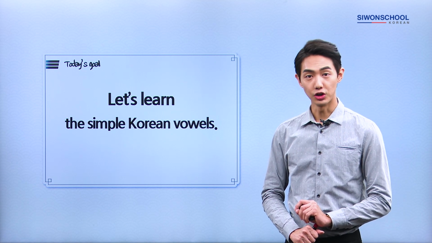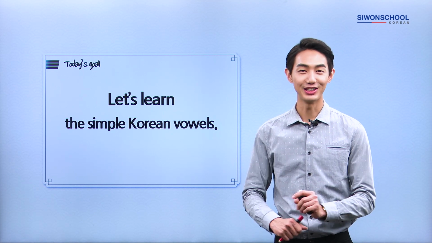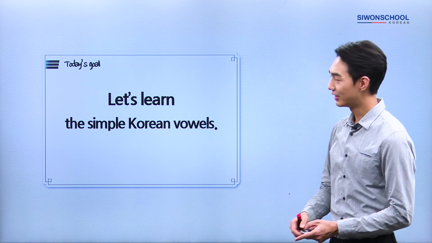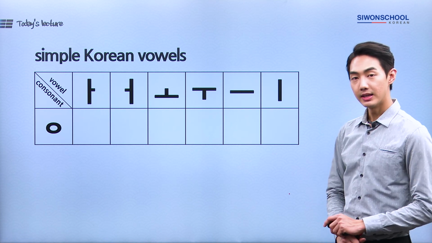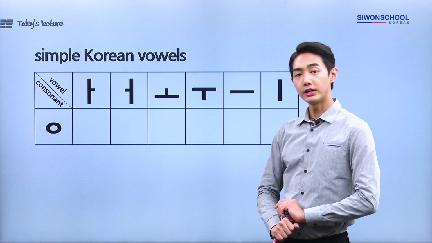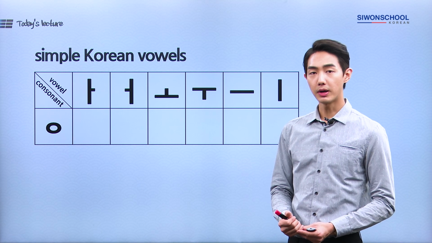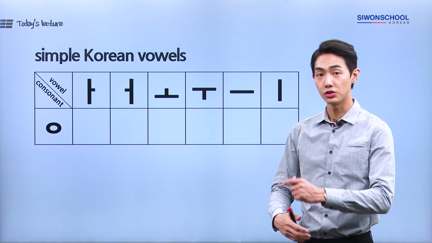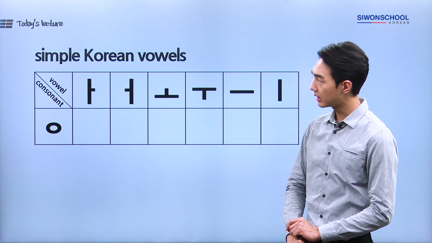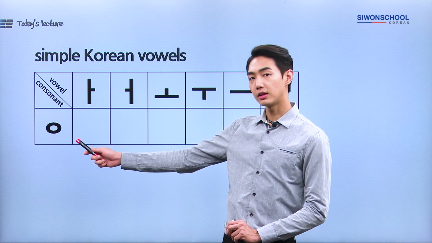Ah, ya, yo, uyo, uyu, ui. You're going to get used to this. So let's get started. These are the simple Korean vowels. There are actually more, but we will only focus on six today because you have to get used to these first. And there is this funny looking thing, right?